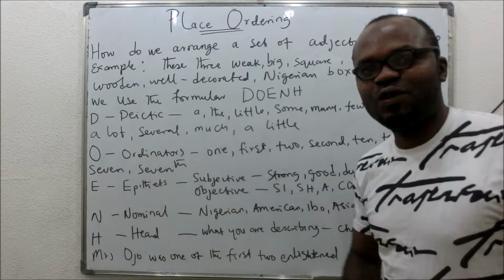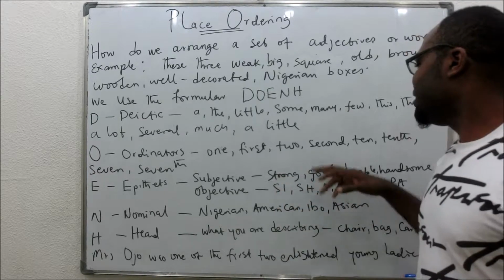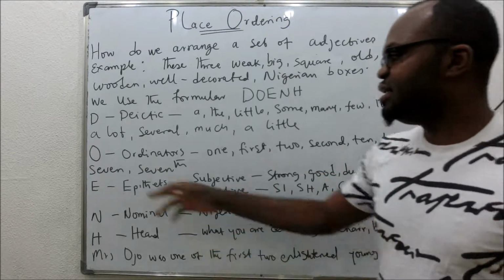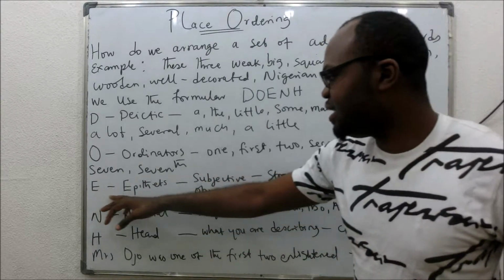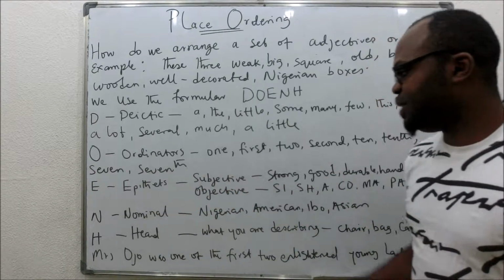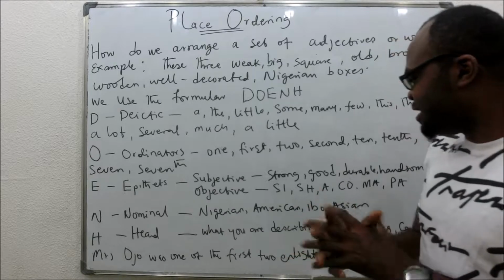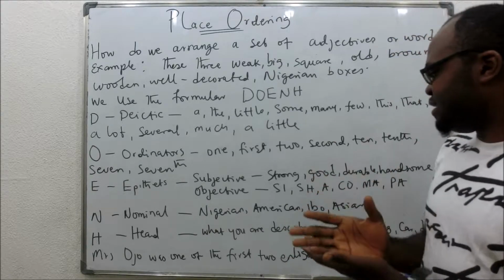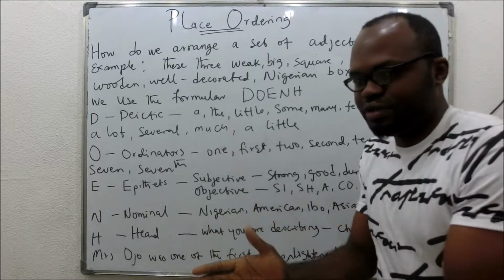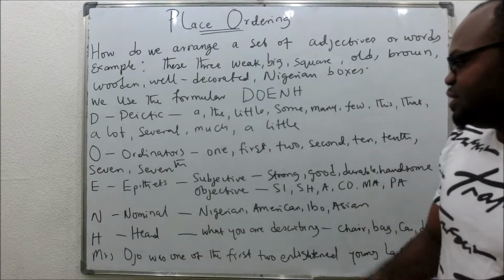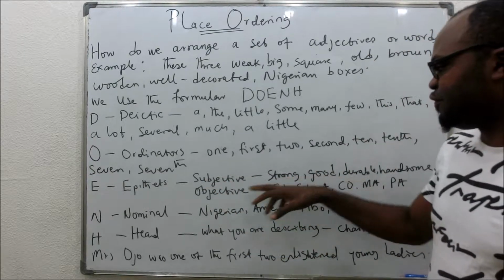Under the ordinators, we have words like one, first, two, second, ten, tenth, seventh. After any of these, then you have the epithets. And these epithets could be subjective or objective. Subjective epithets are those adjectives where another person may be saying that this is good, and the other person will be saying that this is not. So once it's subjective, you put it first before you put the objective one.